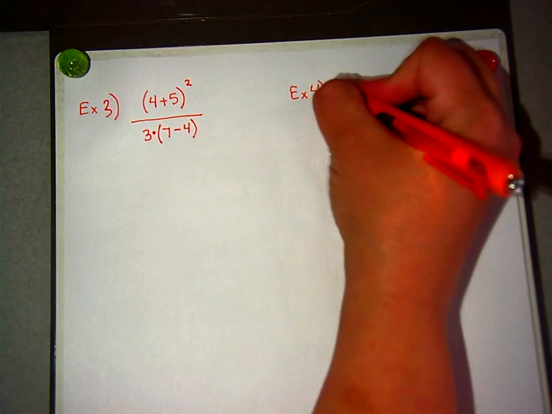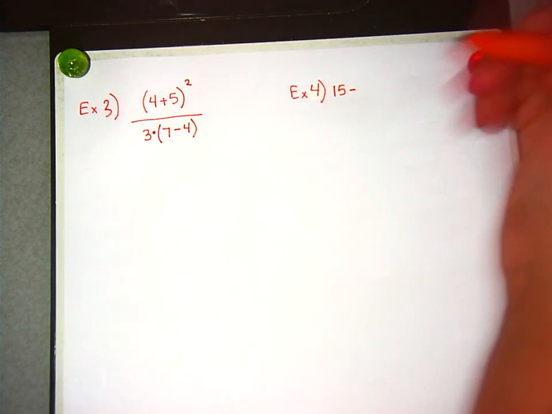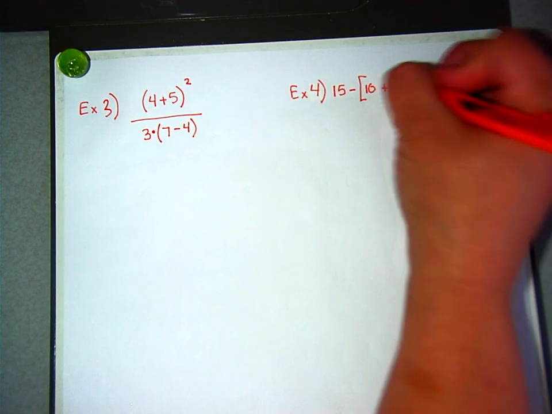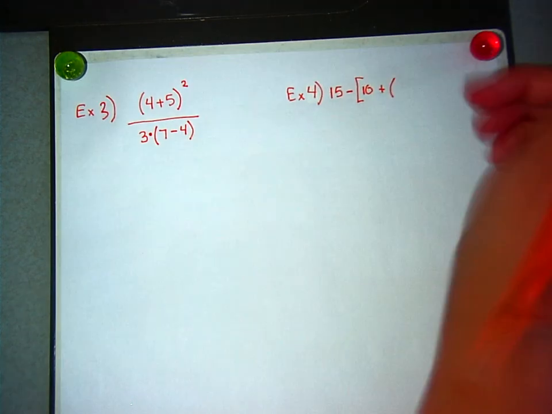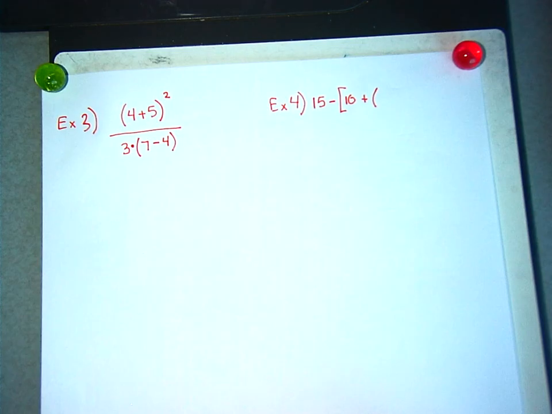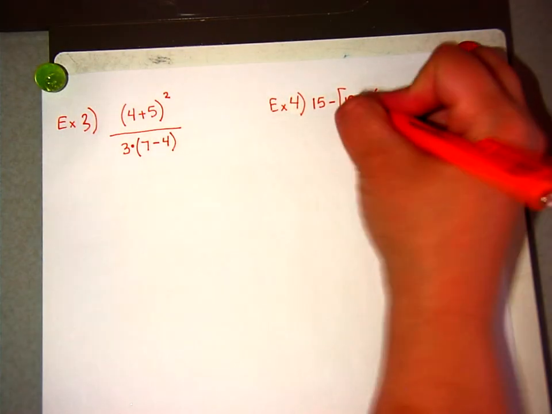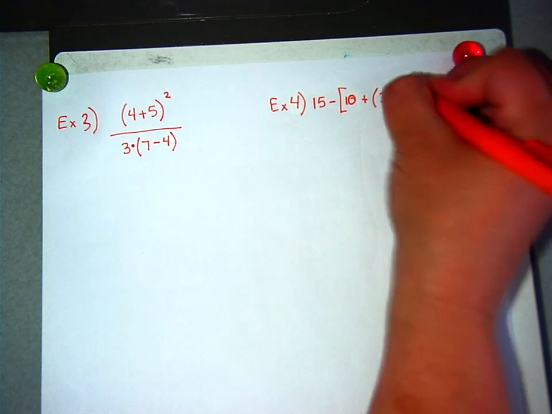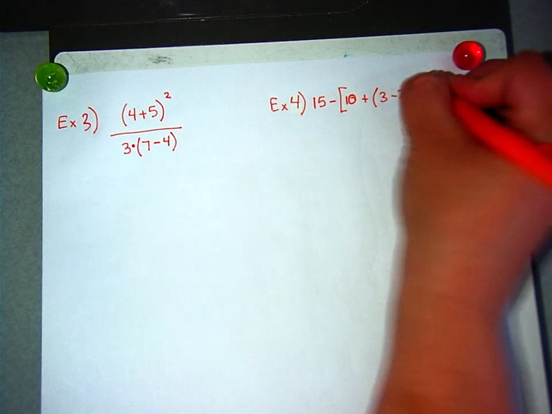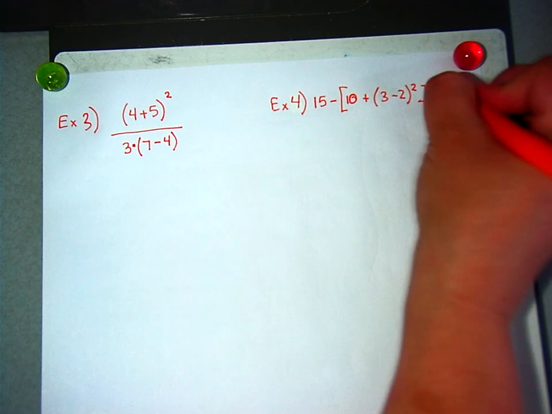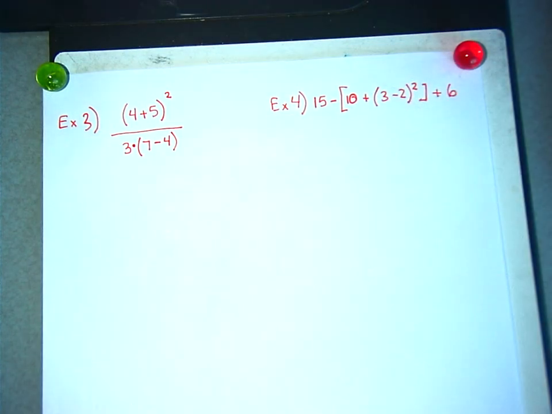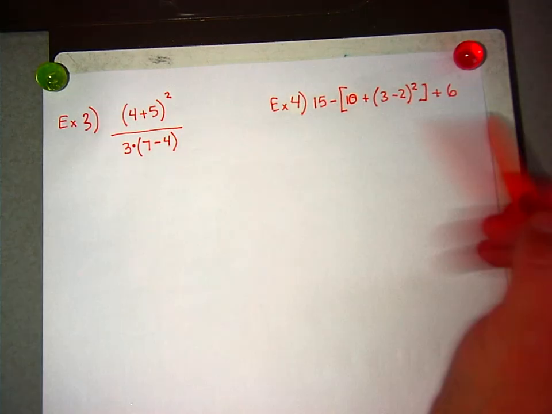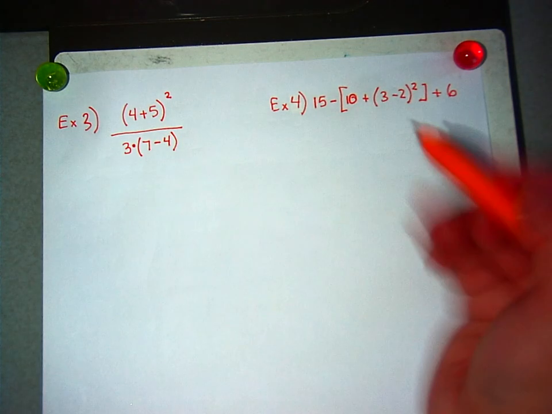And the second one is going to be 15 minus bracket 10 plus parenthesis. Isn't the bracket like an outside parenthesis? You'll see in a second. And then this is 3 minus 2 parenthesis squared bracket plus 6. So when you're doing this, you're going to do the inside parenthesis first, then work your way out to the brackets.